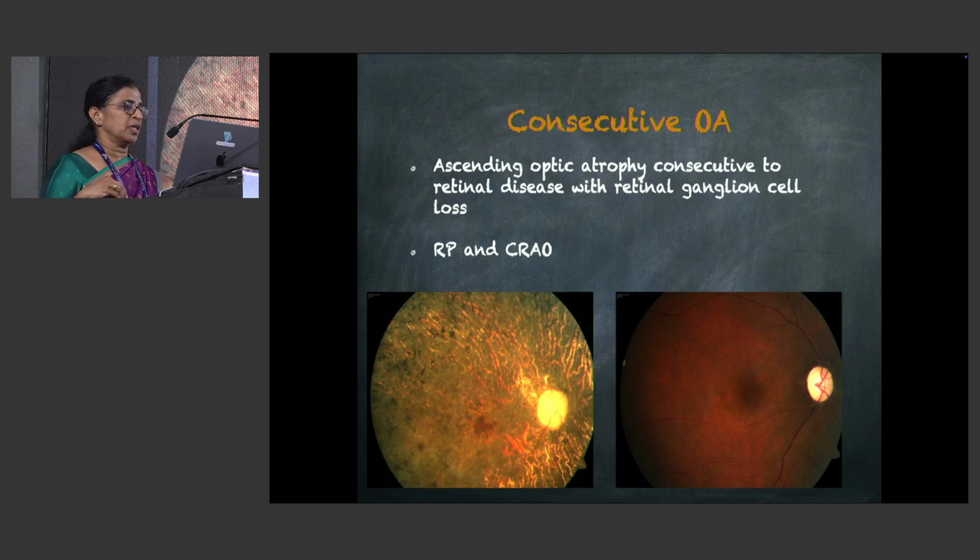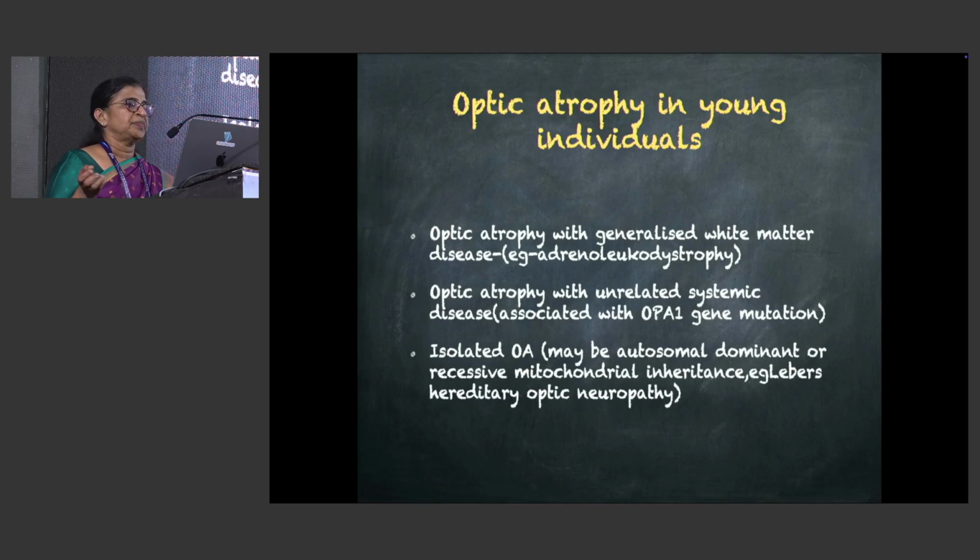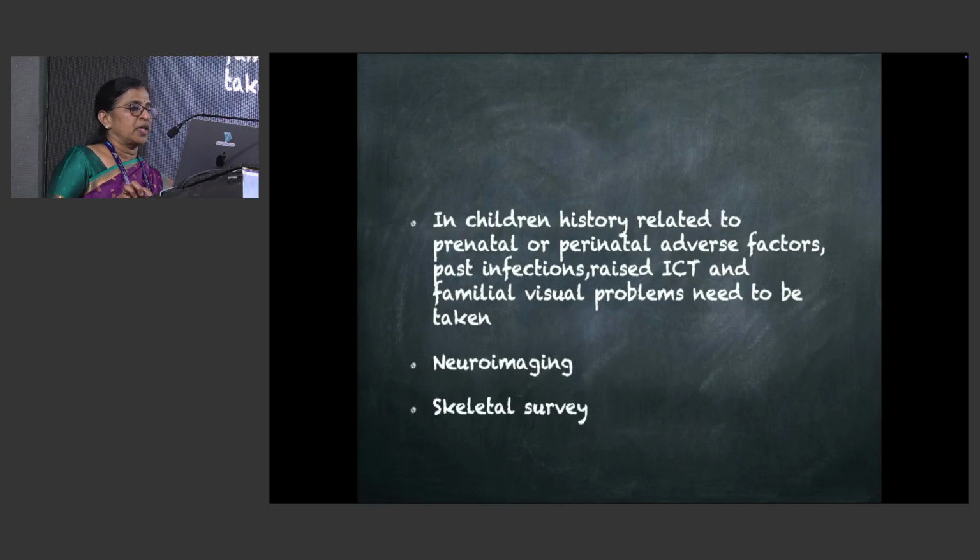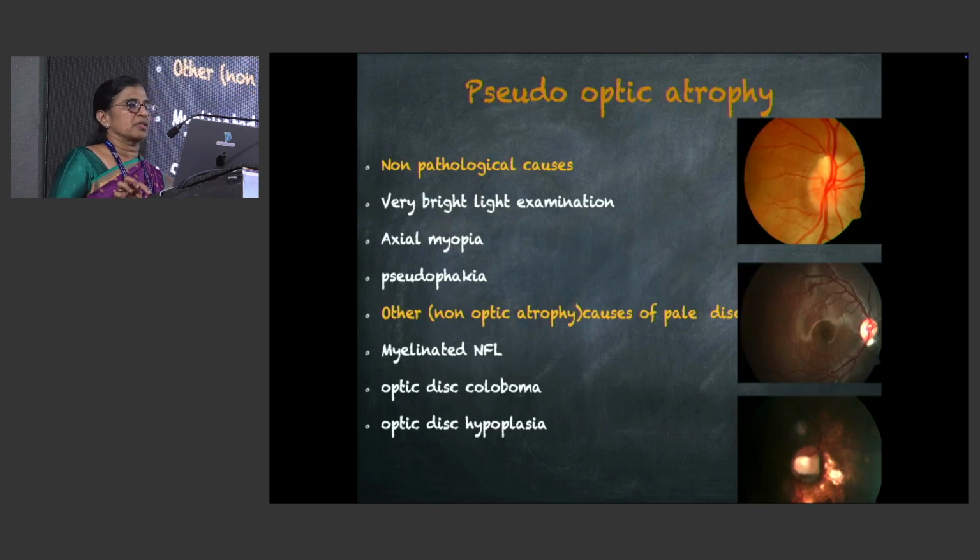It is due to retinal disease with retinal ganglion cell loss. The most common causes are retinitis pigmentosa and CRAO. In young individuals, in children, we have to think of hereditary optic neuropathy, and we have to give importance to perinatal insults like hypoxia, and we have to do neuroimaging and skeletal survey to come to a diagnosis.